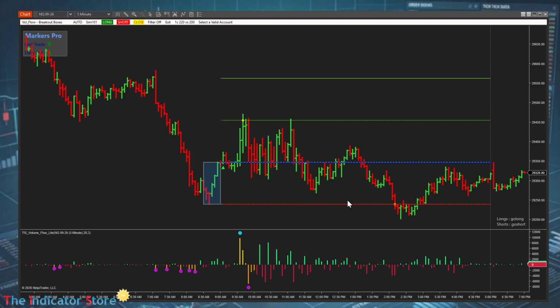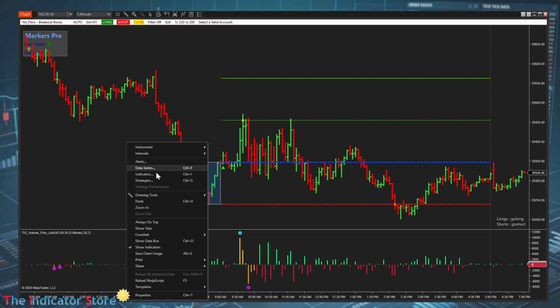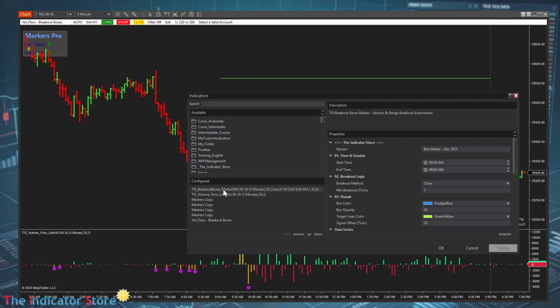On this chart, we are looking at a combination of two indicators creating a setup. The indicators are the volume flow and the breakout boxes. The breakout boxes is the one that trades. It draws a rectangle looking at the maximum and the minimum of the price in a time window that we define.